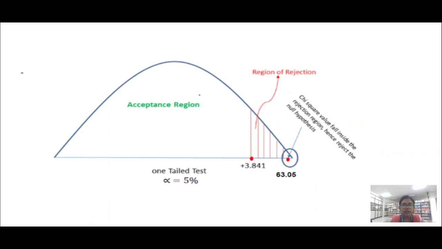This is the graphical representation of the above sum given.